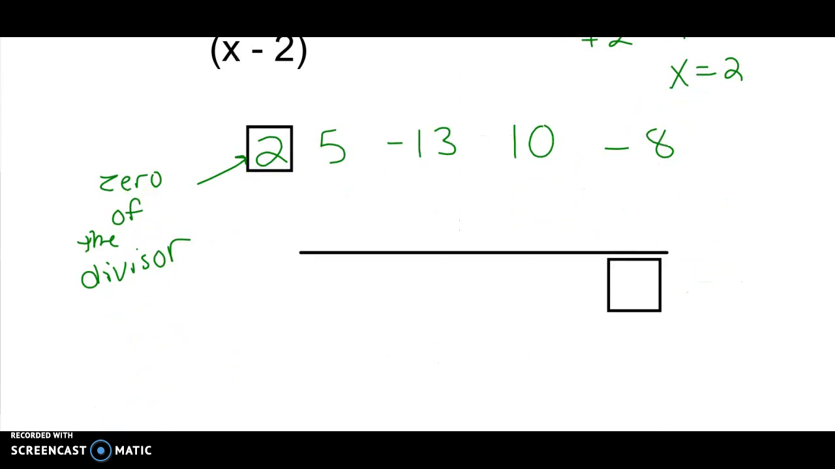The first thing you're going to do, you're always going to bring the first number down. Just bring it straight down. Then, there's really only 2 steps. Multiply, add down. Multiply, add down. Now, it's kind of weird because we're dividing, but we have to multiply by the process. So, what we're going to do, we're always going to take this number and multiply it by this number, and what do we get? That goes right here.